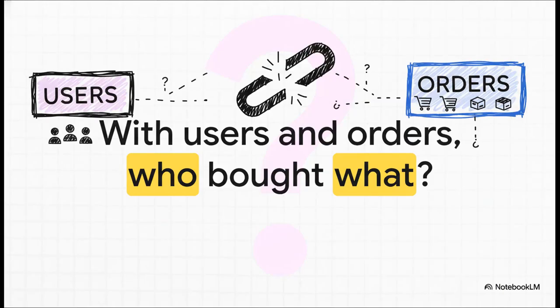Let's say you've got a list of all your users, and over here, you've got a separate list of all the orders that have been placed. Without some kind of link, how in the world do you answer the most basic question? Who bought what? The answer is you can't. It's just a big jumble of information.